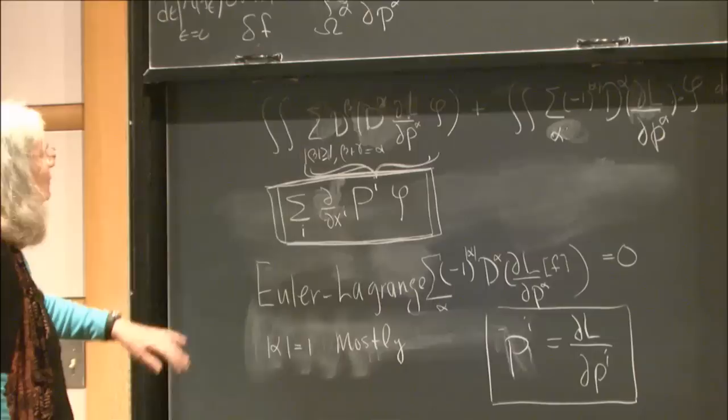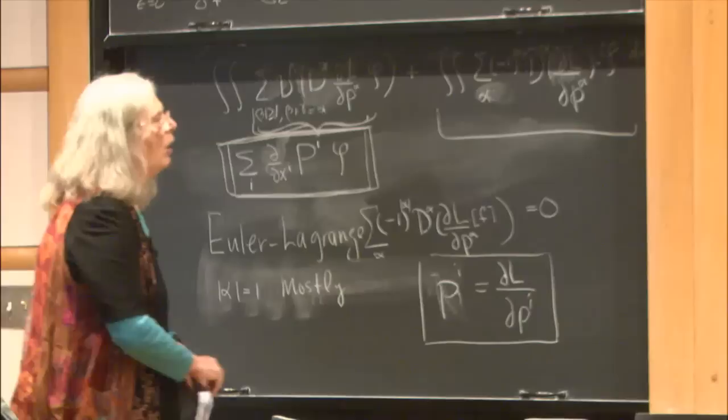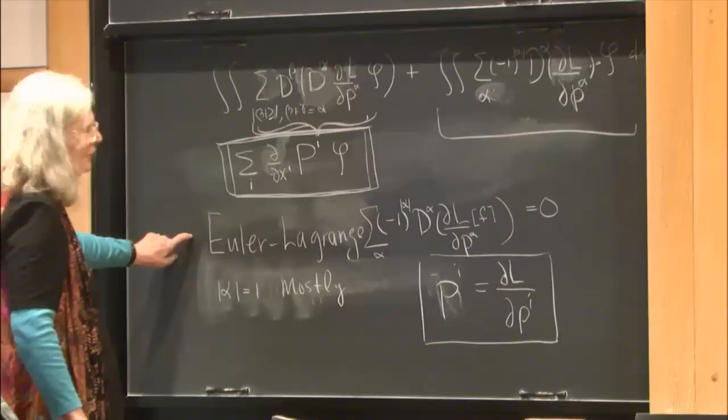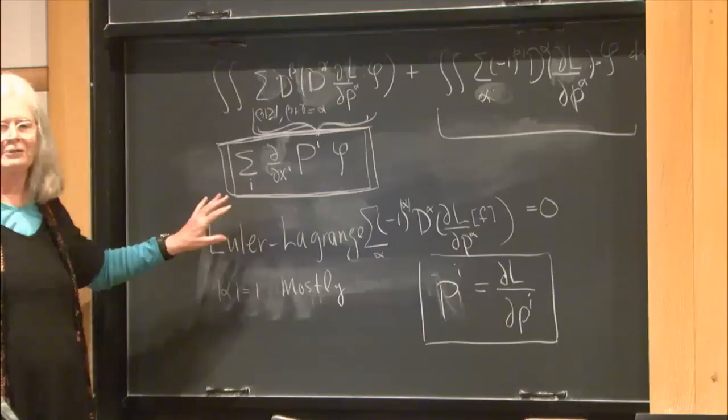And we're left with the fact that this term is zero for all variations that vanish to a certain order on the boundary. And then we get what's called the Euler-Lagrange equations. She seems to call these Lagrangian expressions, interestingly enough. So the Euler-Lagrange is reasonable.